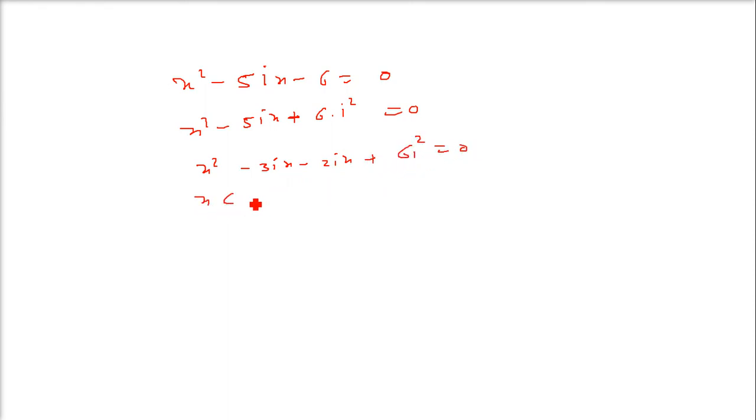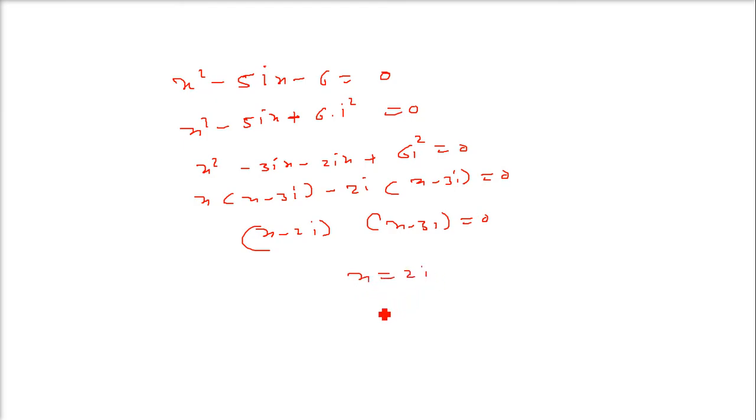Now let us take x common: x minus 3i. Now let us take minus 2i common: minus 2i, x minus 3i. So this becomes x minus 2i and x minus 3i. So x will be equal to 2i and x will be equal to 3i. We will also solve certain equations by the Sridharacharya formula, that is minus b plus minus under root b square minus 4ac, and we will see how it unfolds.